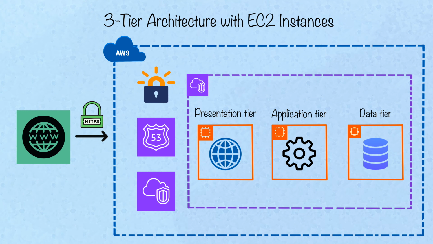In this video, we'll be building a secure 3-tier architecture on AWS using 3 EC2 instances. The 3-tier architecture is the most popular implementation of a multi-tier architecture. It's a well-established software design pattern that separates an application into 3 distinct layers: the presentation tier, the application tier, and the data tier. This separation enhances the application's scalability, maintainability, and flexibility.